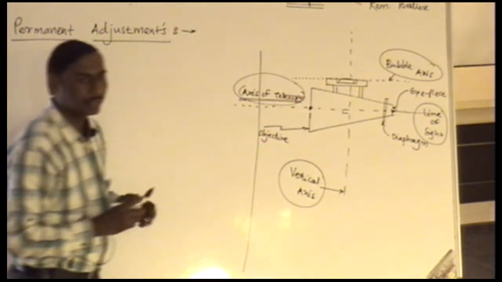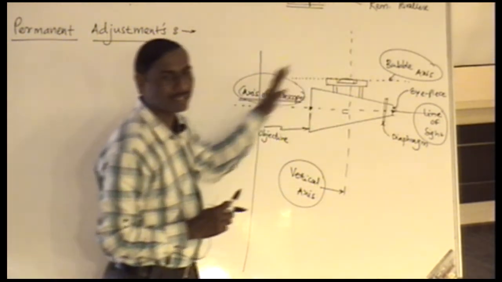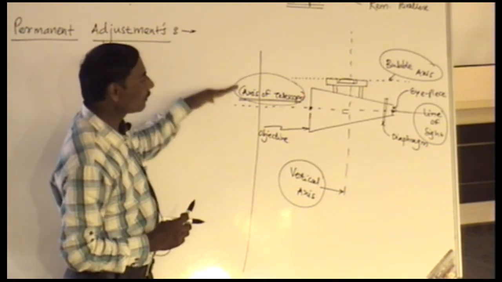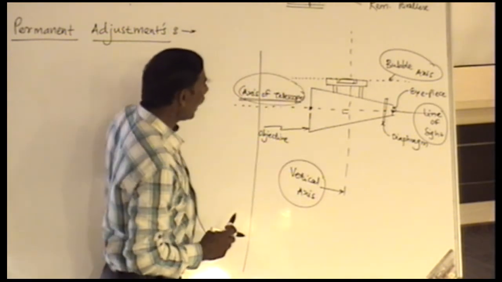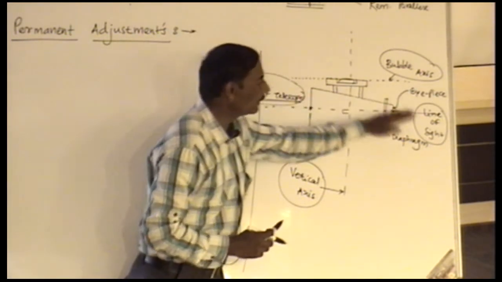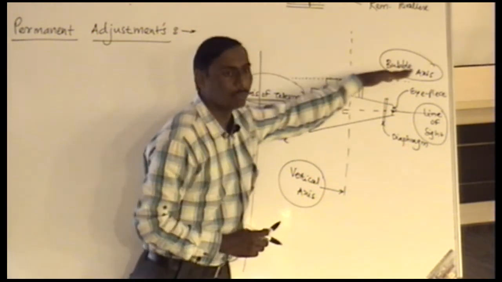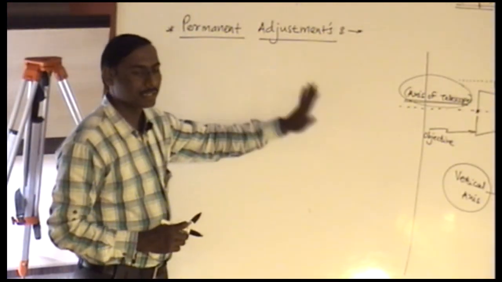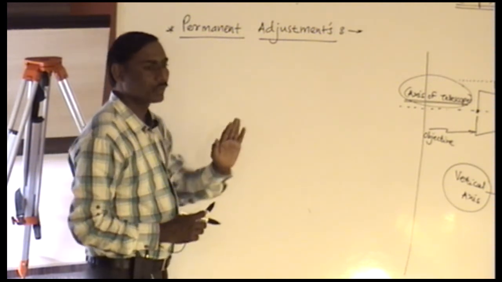Have you noted one thing, that all the relationships amongst these four lines are with the axis of telescope? The axis of telescope must be perpendicular to the vertical axis. The axis of telescope must be collinear with the line of sight. And the axis of telescope must be parallel to the bubble axis. This is where we ended last time. The basic thing is, if all these three relationships are correct, then we can say the instrument is correct and can be used for the work.